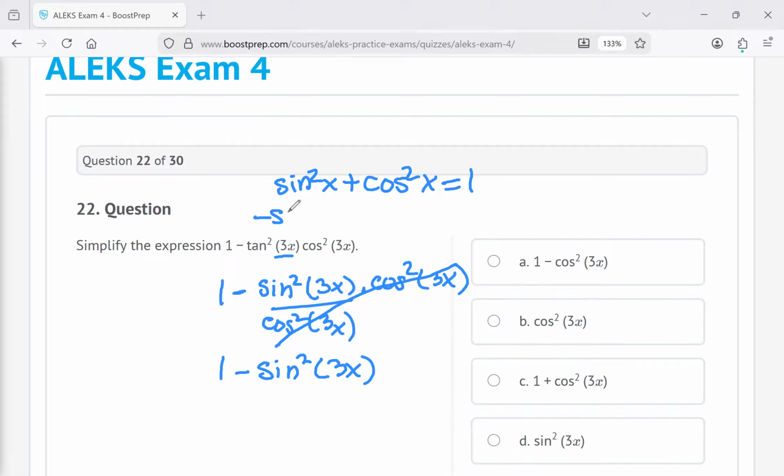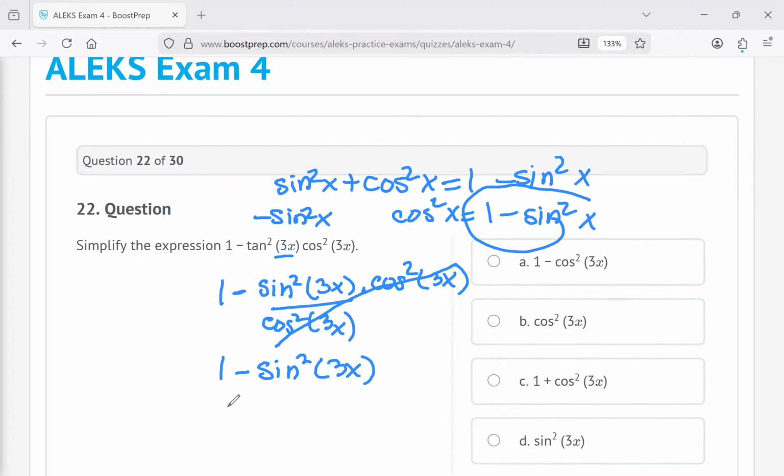Then I'm going to use a Pythagorean identity, which is sine squared x plus cosine squared x equals 1, and solve for it. I'm going to subtract sine squared x, so you get cosine squared x equals 1 minus sine squared x. So what you're going to do is replace this with cosine squared, and our x is not x, it is 3x. Letter B.